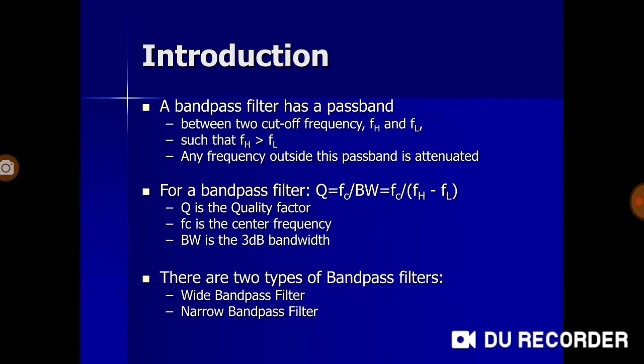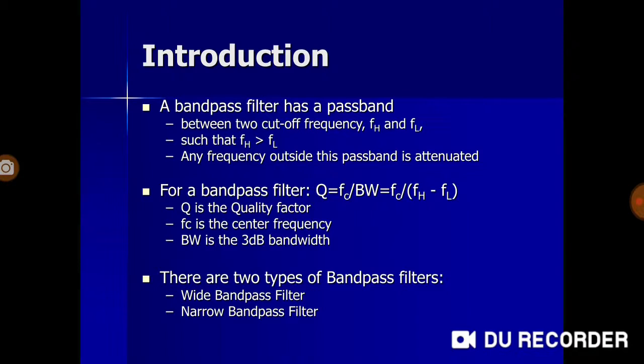A band pass filter has a pass band between two cutoff frequencies FH and FL, such that FH is greater than FL, and any frequency outside this pass band is attenuated. So this is the basic thing that we need to know about a band pass filter, and the name is already suggesting band pass. A band of frequencies is passed, otherwise it is stopped, and the band of frequencies lies between FH and FL, where FH is greater than FL. We need to take note of this: FH greater than FL is a criterion for a band pass filter.